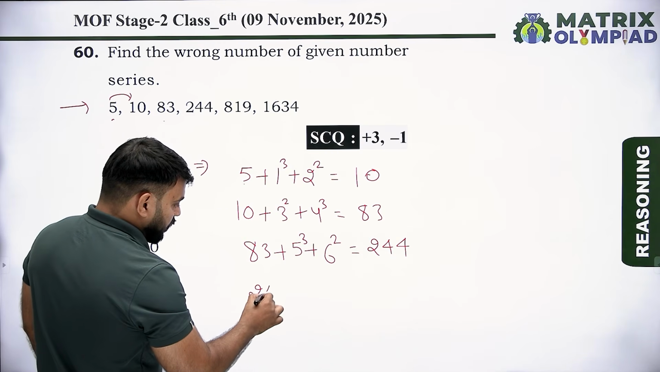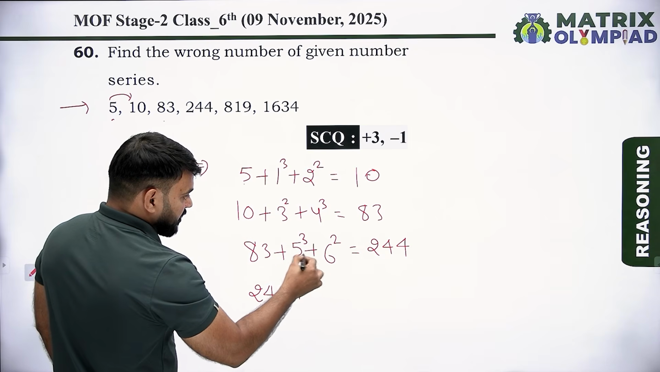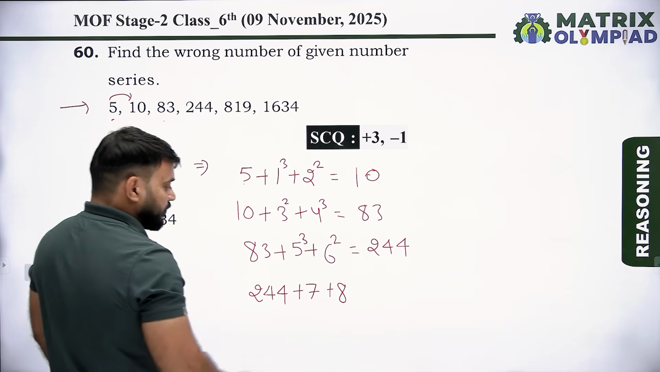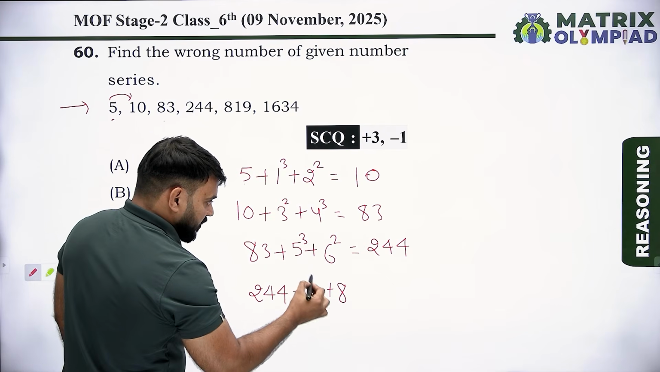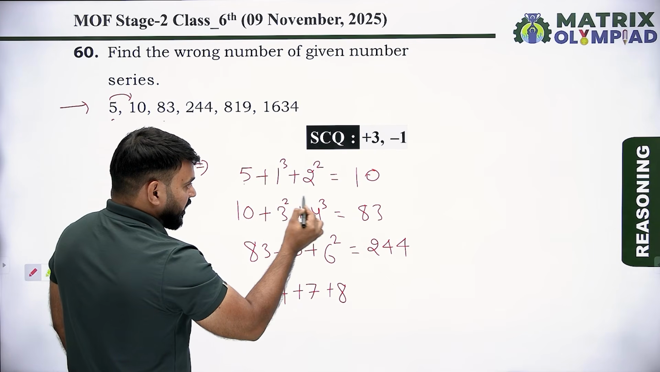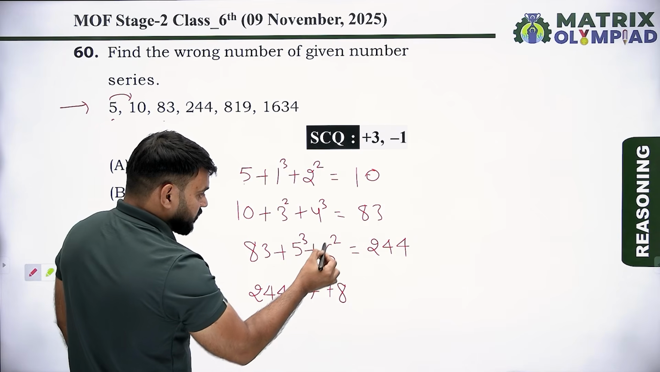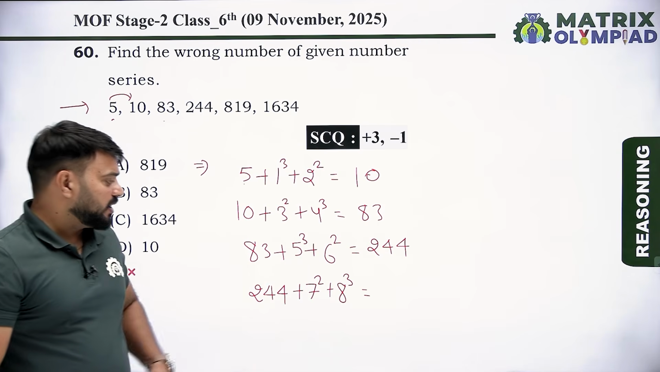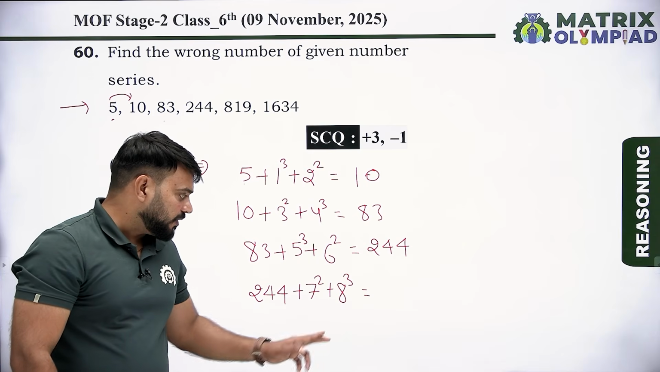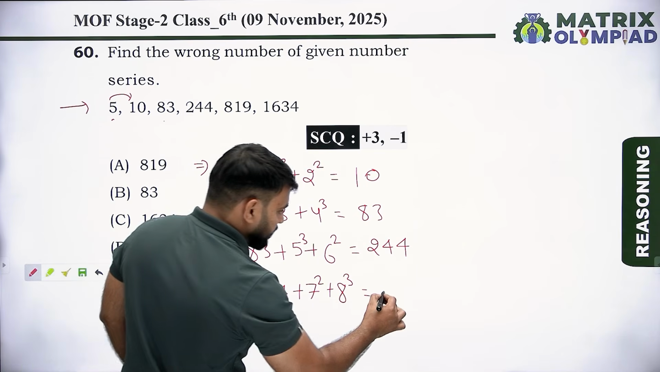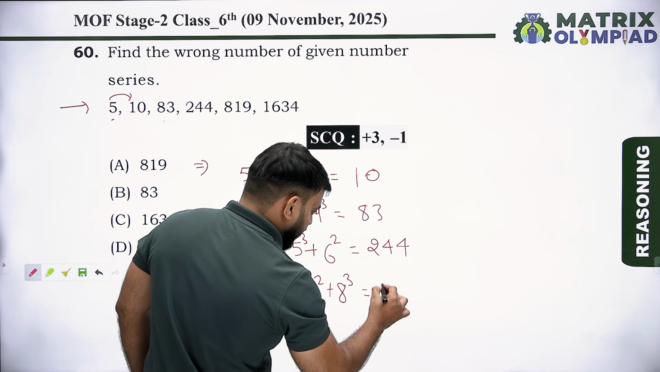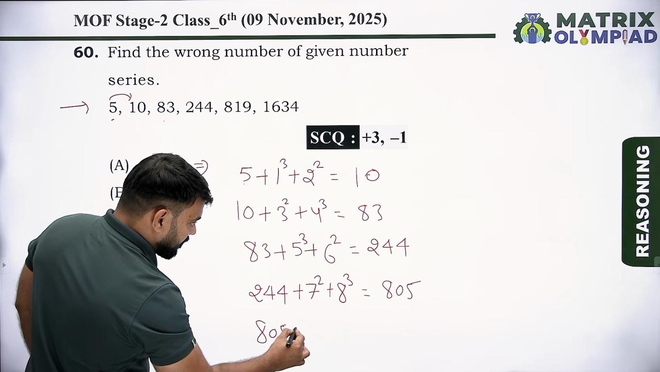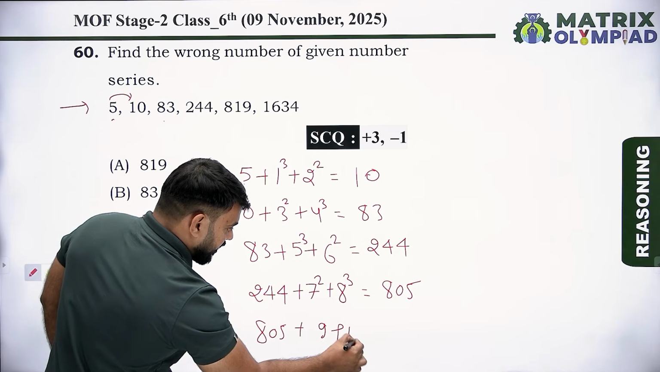Now 244 plus 7 and 8. So now cube, square, square, cube, cube, square. Now square, cube. 244 plus 49 plus 512 means 805. Now 805 plus 9 and 10.